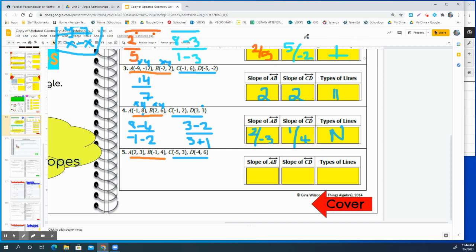Do we see the difference between parallel, perpendicular, and neither? So parallel's got to be the same slope. Perpendicular's got to be the same numbers upside down with 1 negative and 1 positive. And then neither is literally everything else. Okay? Literally everything else. So let's take a minute and do number 5. Make sure everybody's on the same page.